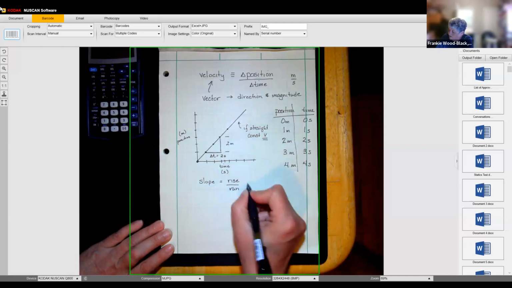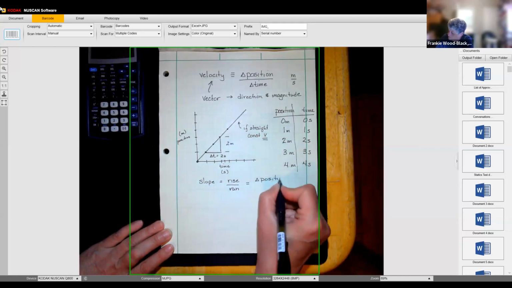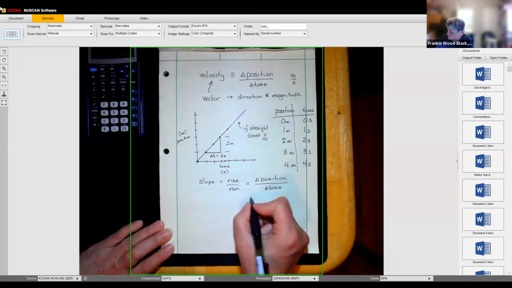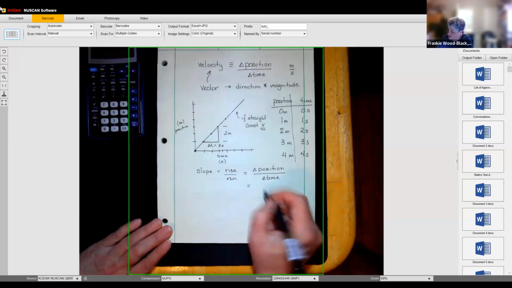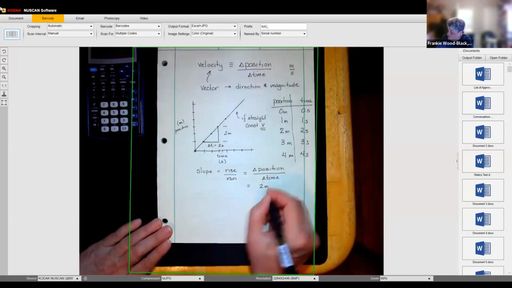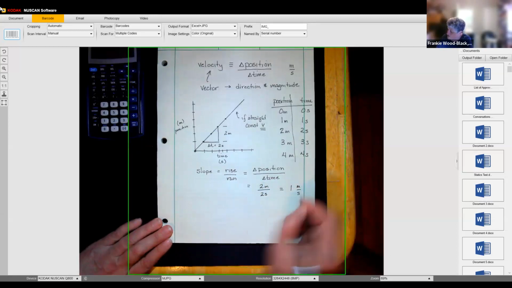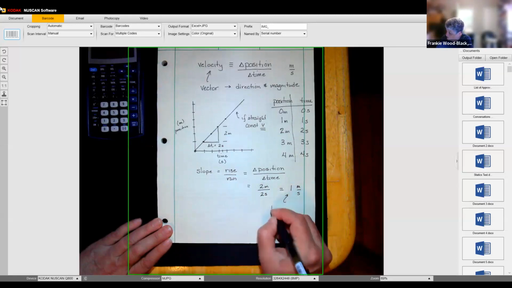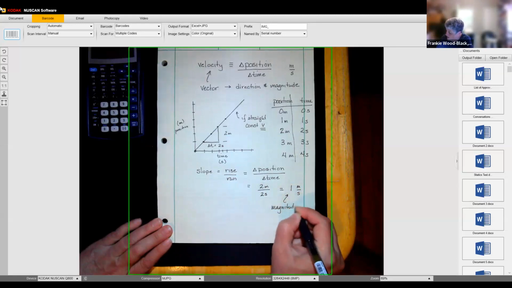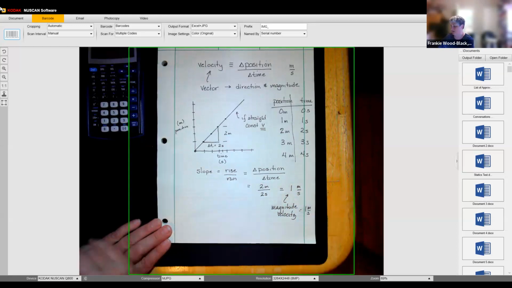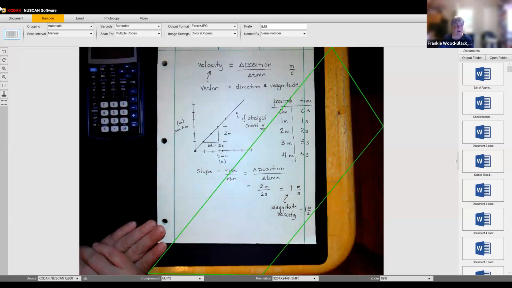This gives me my change in position. This gives me my change in time. And now I've got 2 meters divided by 2 seconds. This tells me my slope is 1 meter per second. So the magnitude of my velocity in this case is equal to 1 meter per second. So I can get that from my data.